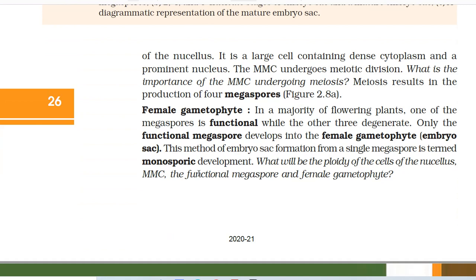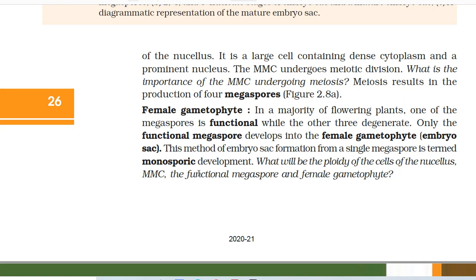What is the importance of the MMC undergoing meiosis? Meiosis results in the production of 4 megaspores. Female gametophyte. In a majority of flowering plants, one of the megaspores is functional while the other three degenerate. Only the functional megaspore develops into the female gametophyte, that is, the embryo sac. This method of embryo sac formation from a single megaspore is termed monosporic development.